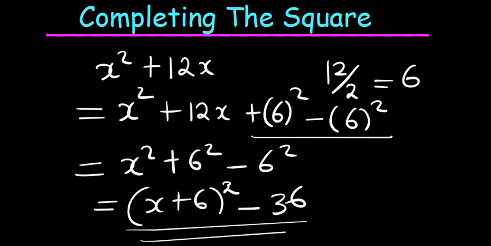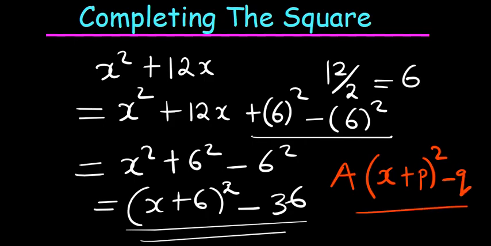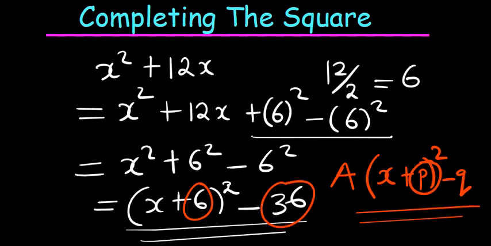Now what does this answer tell us? There is a form that you always need to have. This form is a outside, then open brackets, x plus p, squared, minus q. That is a form that you always want to attain. So this is there, then the negative q is that. Basically, that is a form that you always want to achieve. Okay, so let's solve another one.